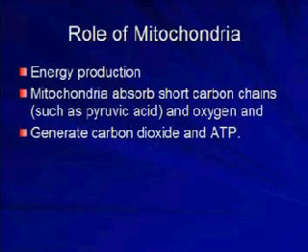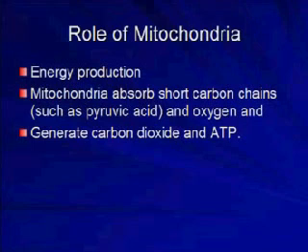Now, another very important organelle in the system is called the mitochondria. And we'll go a little bit into detail about the mitochondria at this point. Now, the primary responsibility of the mitochondria is energy production. Mitochondria absorb short-chained carbon chains, such as pyruvic acid and oxygen, and generate carbon dioxide and ATP.